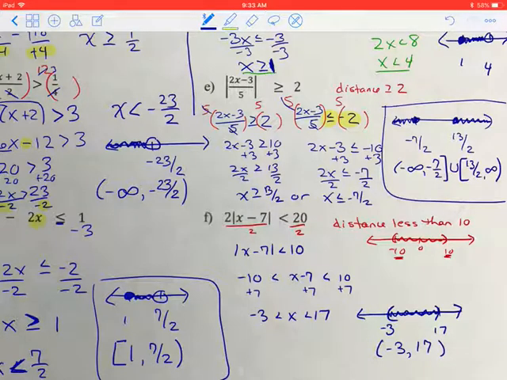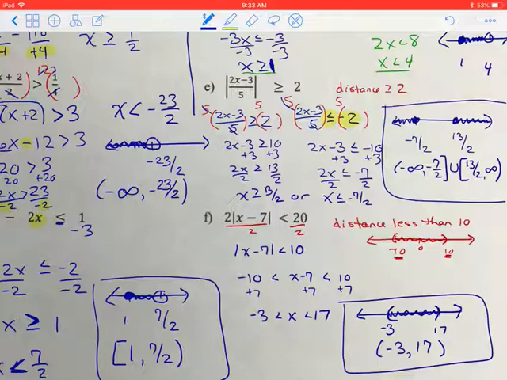All right, so in interval notation, I want anything from -3 to 17, not including the endpoints.